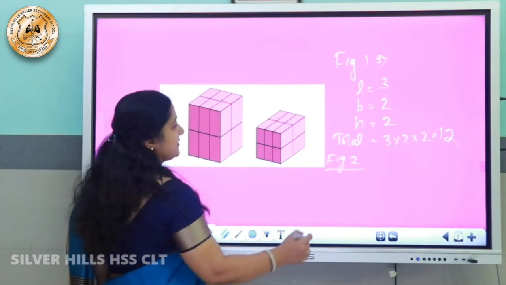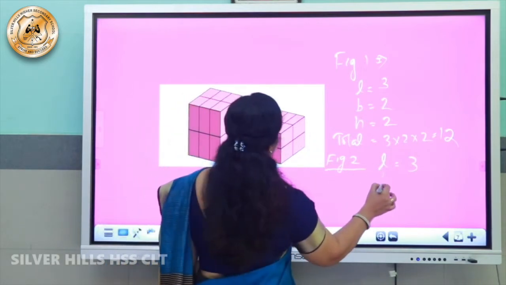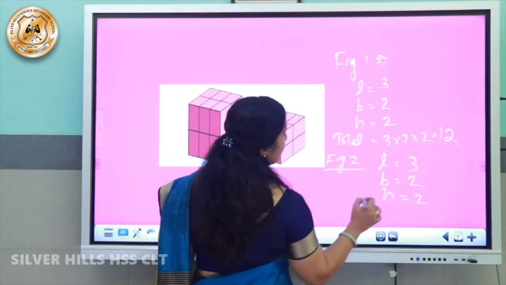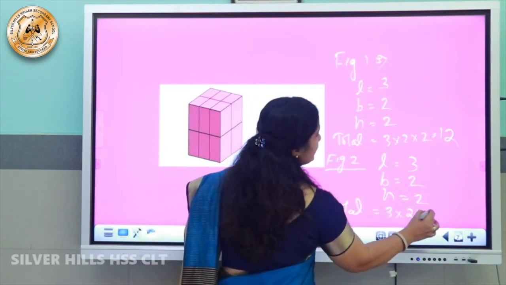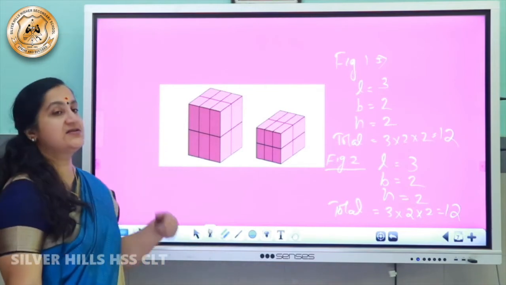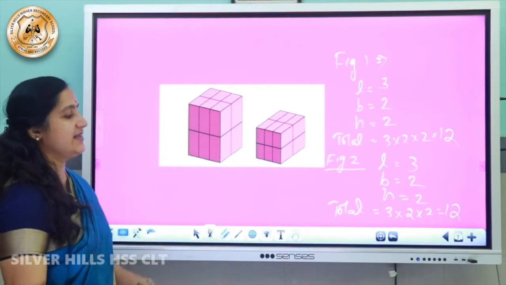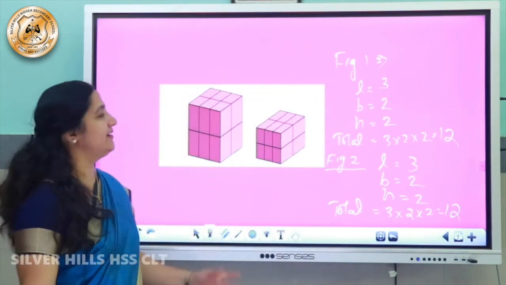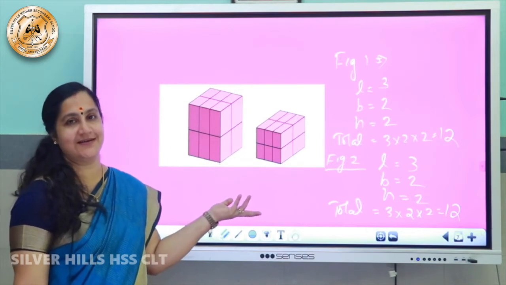Now, what about figure number 2? Length-wise is just 3. Breadth-wise it is 2. Height-wise it is 2. So, now total equal to 3 into 2 into 2, it is 12. Now, tell me which is bigger? Both are of the same size. Clear? But the way they kept this block is different.